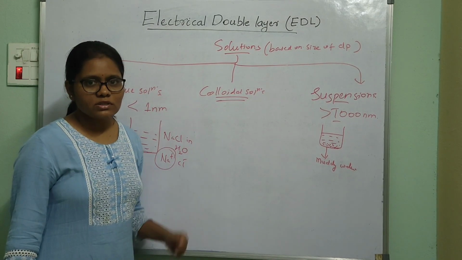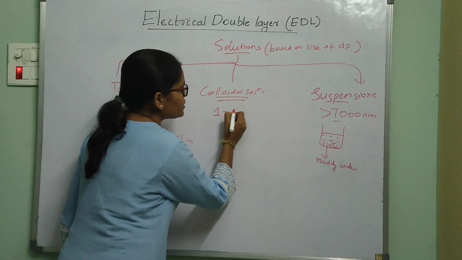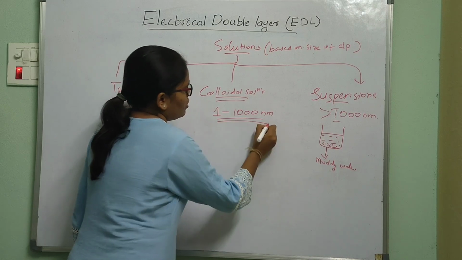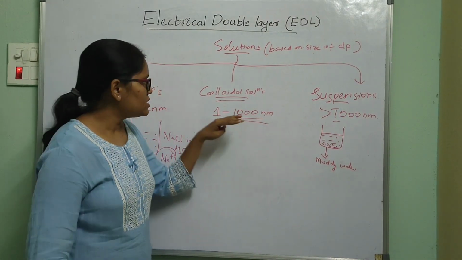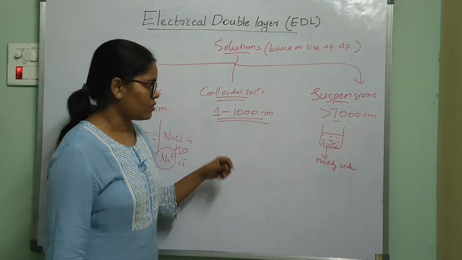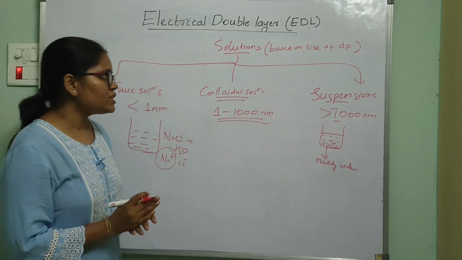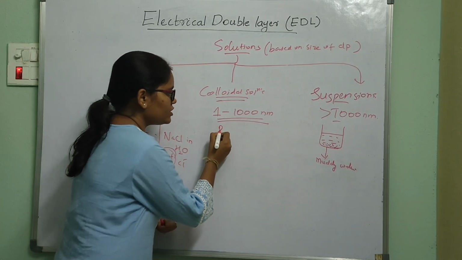And what are colloidal solutions? If the dispersed phase particle size ranges from 1 to 1000 nanometers, such solutions are called colloidal solutions. What is the best example of a colloidal solution? Some protein in water.